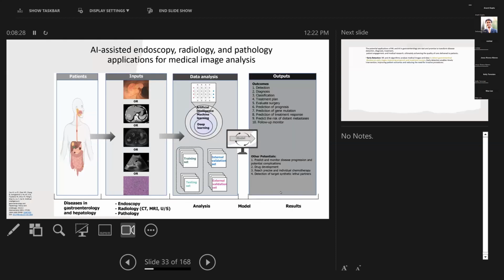So the pipeline would look something like this, the AI-assisted endoscopy and radiology. You would have data from the patient, where there is multimodal data: endoscopy, radiology, CT, MRI, or pathology. And then you would choose your classifier, whether you want a traditional machine learning or an AI, a neural network or a deep learner. And the outcomes would be like prediction of prognosis, evaluation of surgery, treatment plan, classification, or diagnosis, okay?